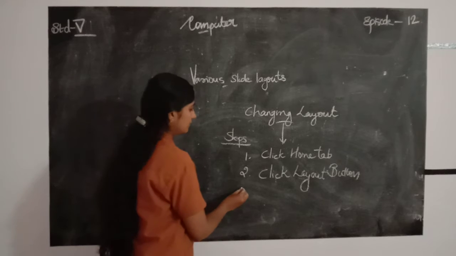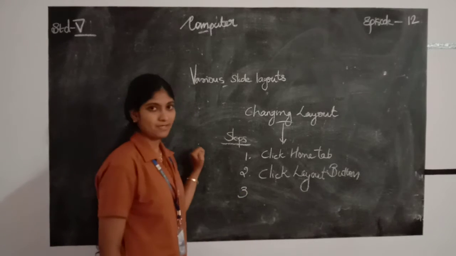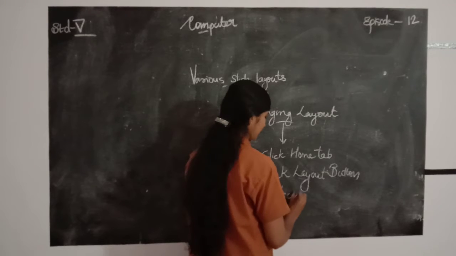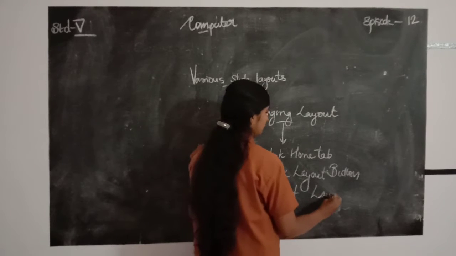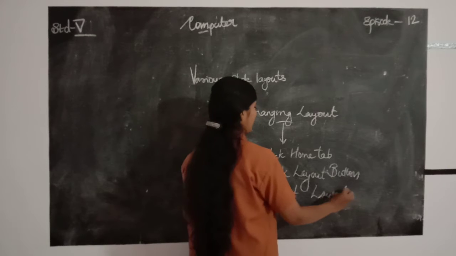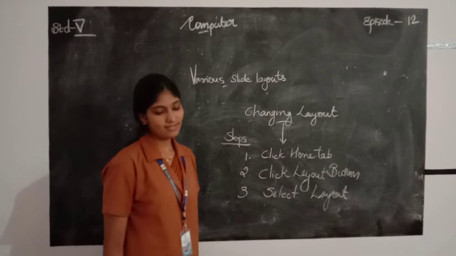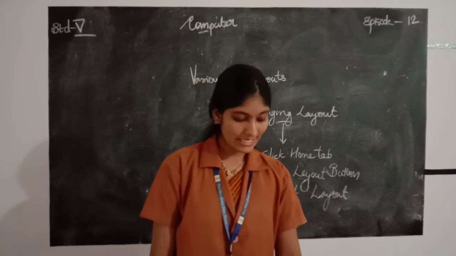Then third one, a layout gallery appears, then select your appropriate layout. Okay, so first click the Home tab, then click the Layout button, select layout. Okay, so that is changing the layout.